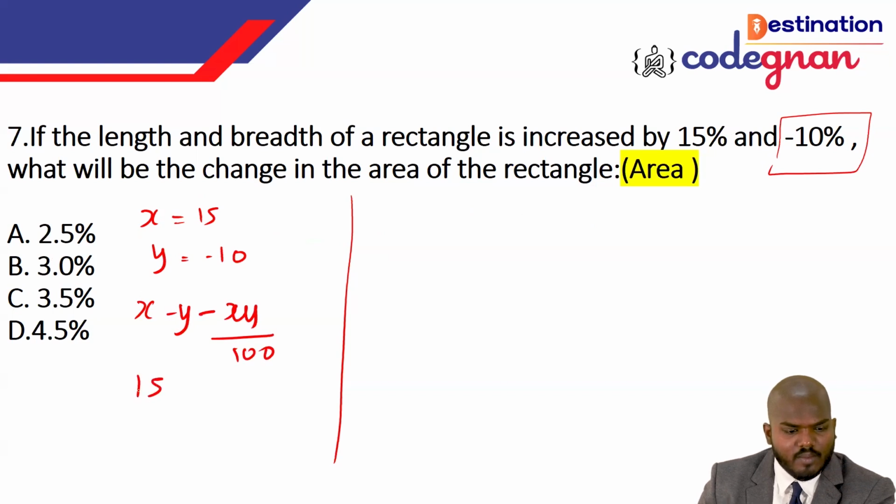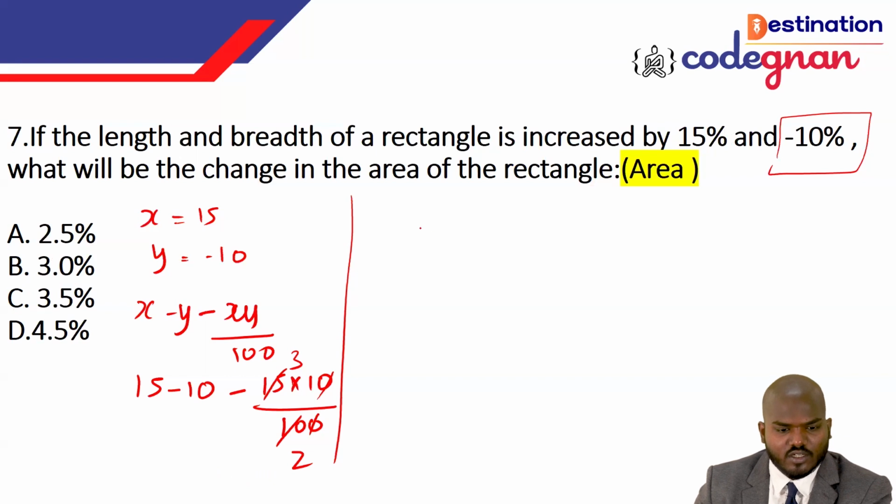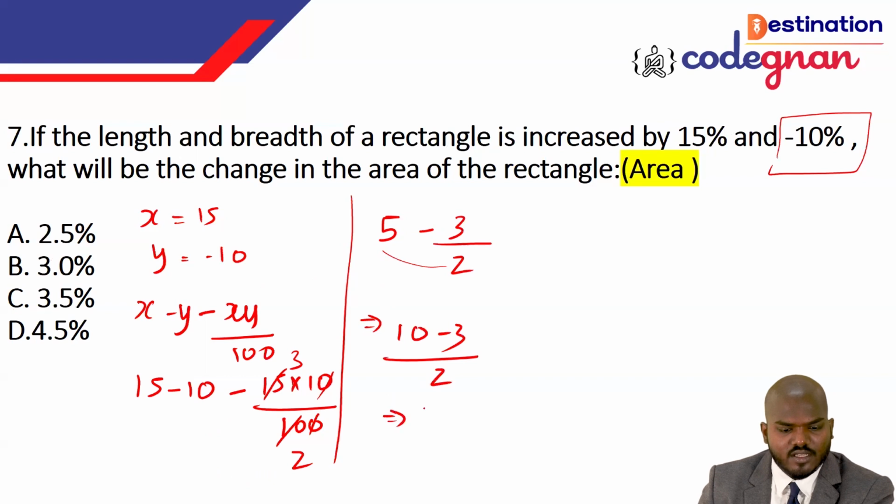x is equal to what? 15, minus 10. So xy is equal to minus 15 times 10 by 100, 0 0. This one we can cancel as 2 and this one is 3. So 3 by 2. Guys, does anyone know what 3 by 2 is? 15 minus 10, we can call it as 5. So the 5 minus 3 by 2 is there. So 10 minus 3 by 2, that is 7 by 2. We can call it as what, guys? That is 3.5 percentage. So here option C is the correct answer.